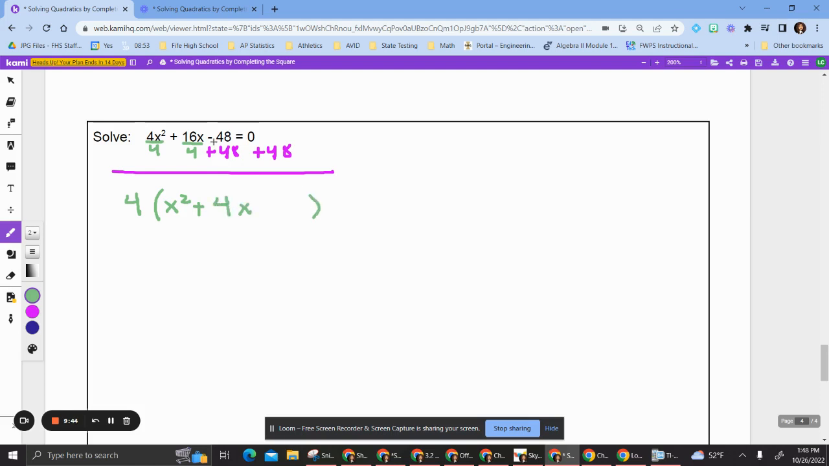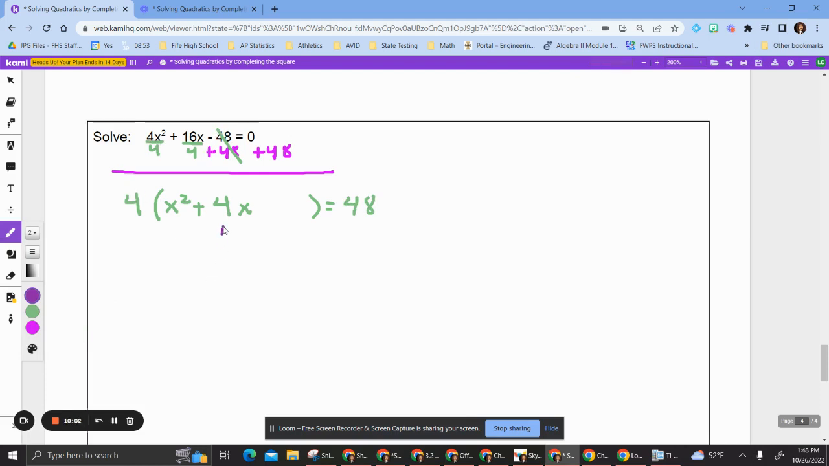And then I'm going to leave some space, and then this 48 goes away on this hand side, and I'm left with equals 0 plus 48, which is 48. So I kind of did it all in one step. I moved over and I factored out that 4.